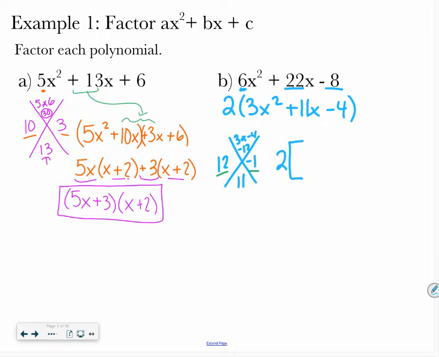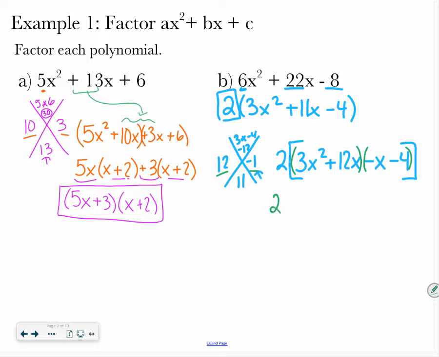So I keep my 2. I don't want to forget about this, okay? It's very easy to forget about it. Keep my 2. I write it 3x squared plus 12x minus x, because that's my minus 1 right here. Minus x, and then minus 4. Now I can group and solve based on the grouping.